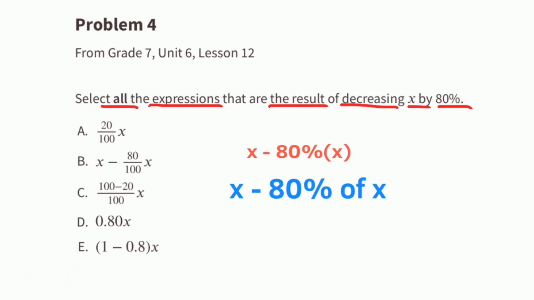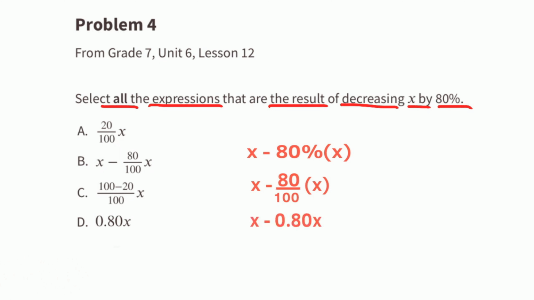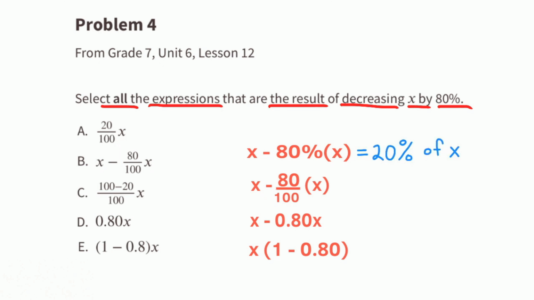80% can be written as 80 over 100. So we can rewrite this as x minus 80 hundredths times x. We can also write it as a decimal, which would be x minus 0.80 times x, and we can write it as x times 1 minus 80 hundredths. X minus 80% of x is equivalent to 20% of x.